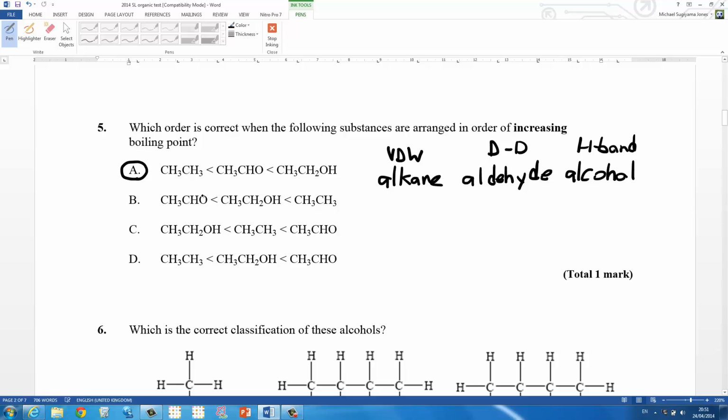If you look at B, you've got the aldehyde first, then the alcohol, then the alkane. That's obviously wrong. C, you've got the alcohol first, alkane, and then aldehyde. And then D, you've got the alkane, alcohol, and aldehyde. So the only answer here that's correct is A.